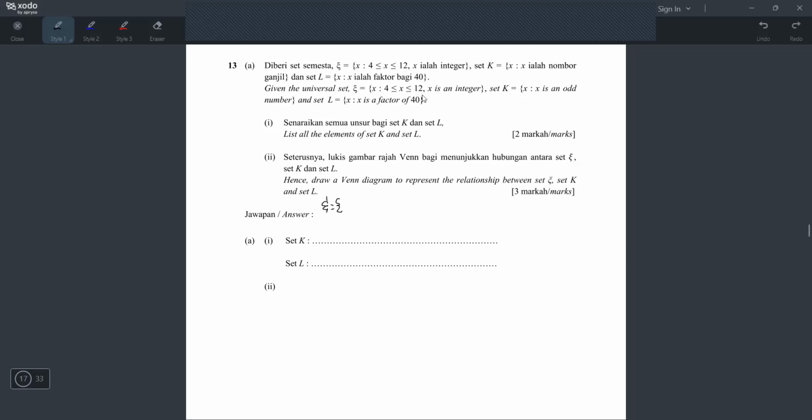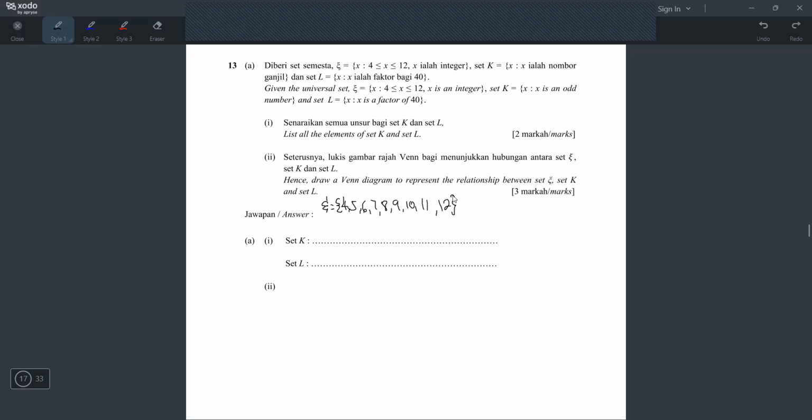Because if it's in set description, you cannot do the question. You have to convert to set notation. This one we call set description, and you have to convert to set notation. Set notation means you list down all the elements. What numbers are between 4 and 12? 4, 5, 6, 7, 8, 9, 10, 11, 12.